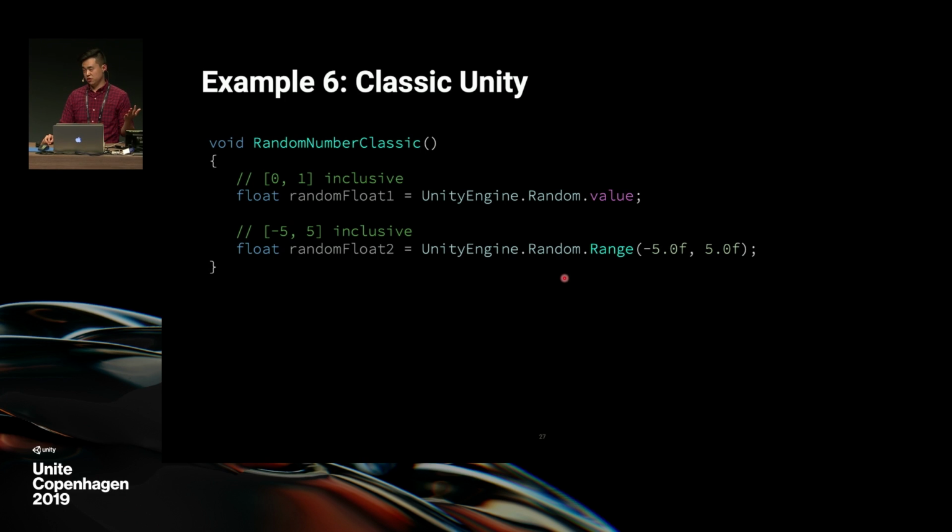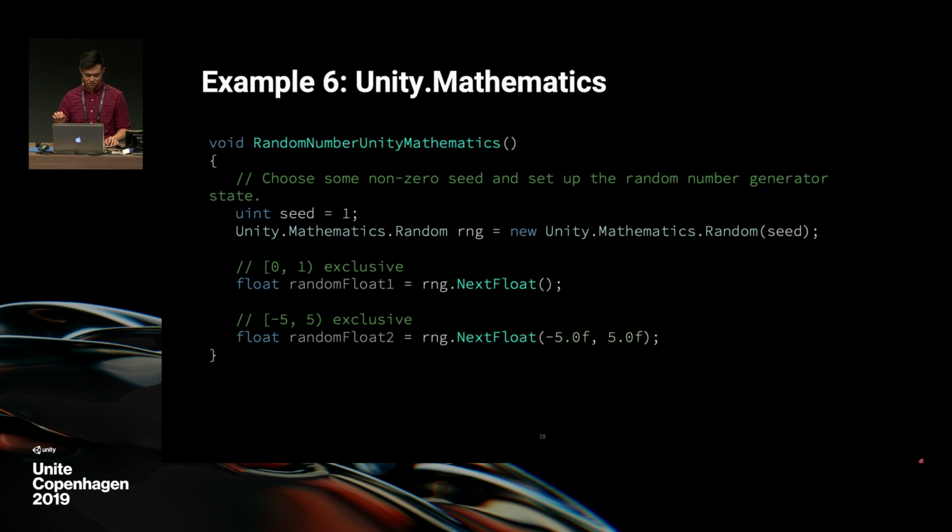Let's say that you don't like 0 to 1. Well, we have a way that you can provide your new min and max range. And again, you just call random.range with your min and max range, and it will give you a random number in between that range, also inclusive. The inclusive part is very, very important, probably, if you care about randomness in your game.